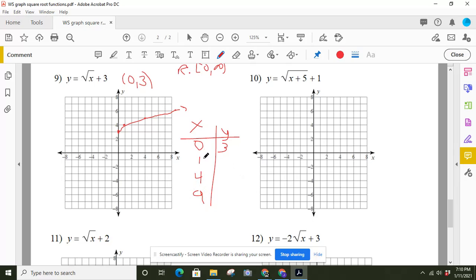You plug those in. Okay, so square root 1 is 1. 1 plus 3 is 4. 2 plus 3 is 5. 3 plus 3 is 6. So that's going to go up 1, which again is your a.